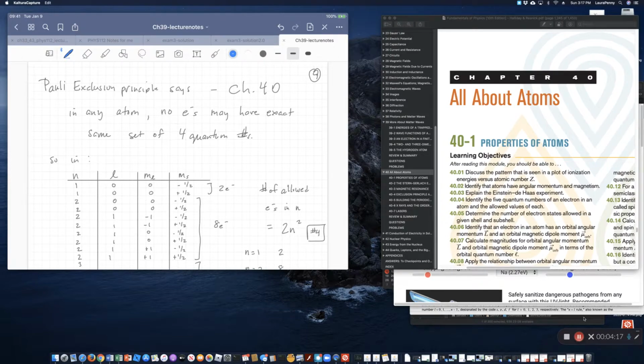The Pauli exclusion principle, which is also part of chapter 40, says that in any particular atom, no two electrons may have the exact same set of 4 quantum numbers. So no electrons can have the same ones. You can't be in the same one.